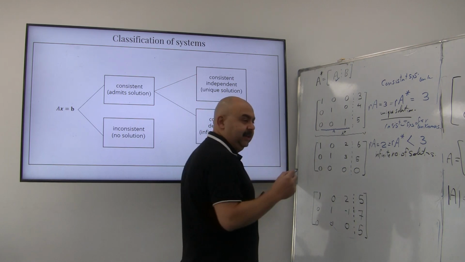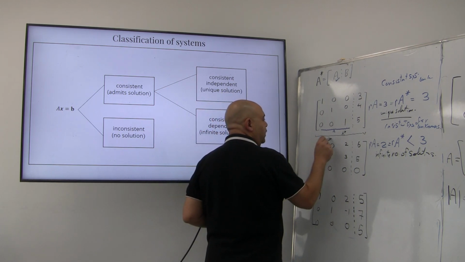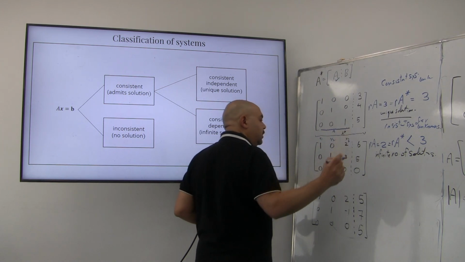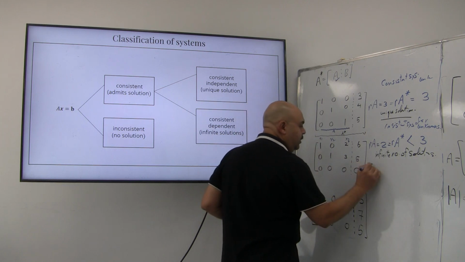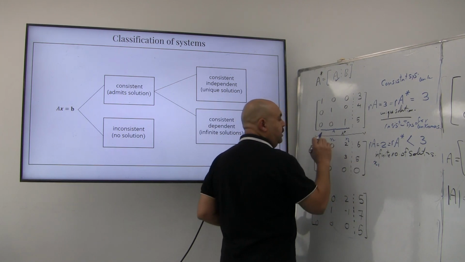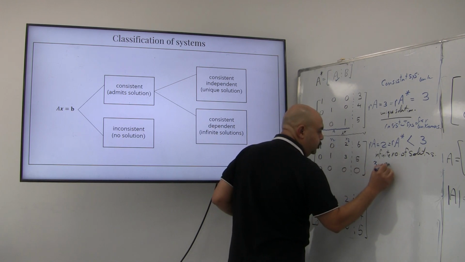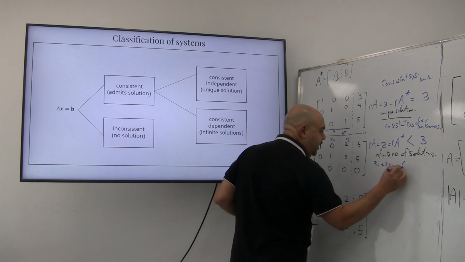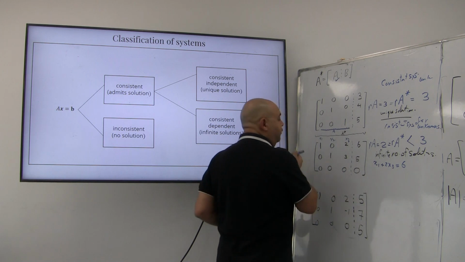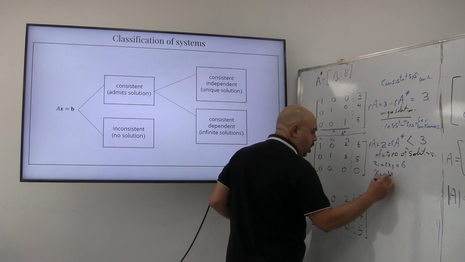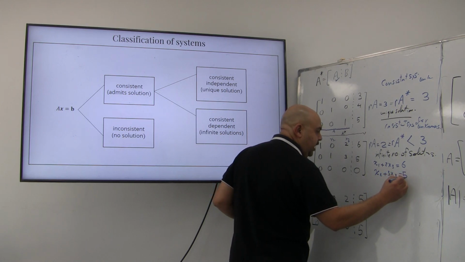I told you this before. This is x1, x2, and x3. Start expanding. 1 times x1 is x1. 0 times x2. 2 times x3 is 2x3, which equals 6. For the second row, it's x2 plus 3 of x3, which equals 5.